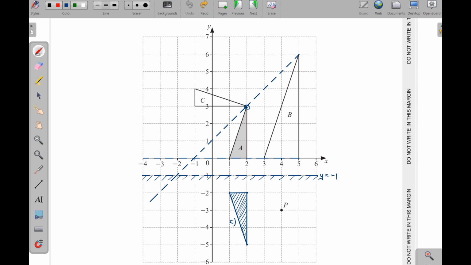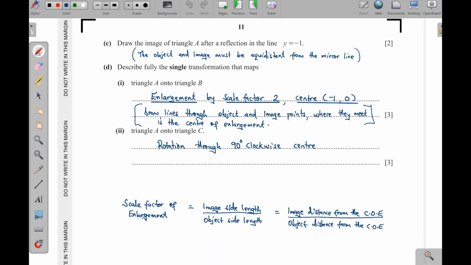But here you can easily see that the center of enlargement is here. They just shifted this one like this, and so in most cases, they give you the center of enlargement as 0, 0, or a point that is on that given object. And that is where you see the object and the image meeting. They are sharing a point. So that point here is 2 and then 3. So therefore the center of enlargement is 2, 3.